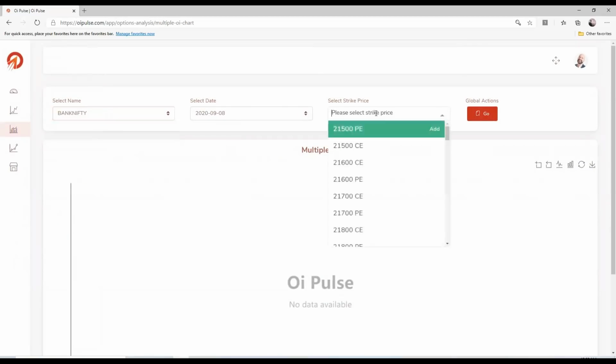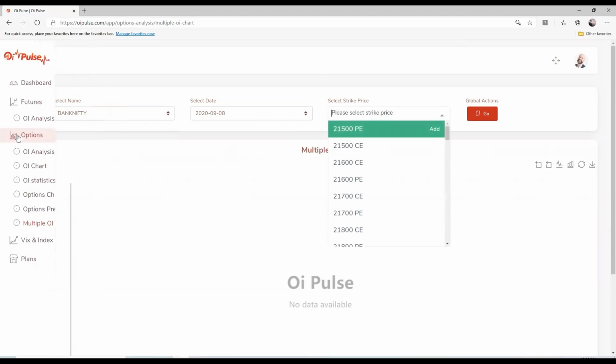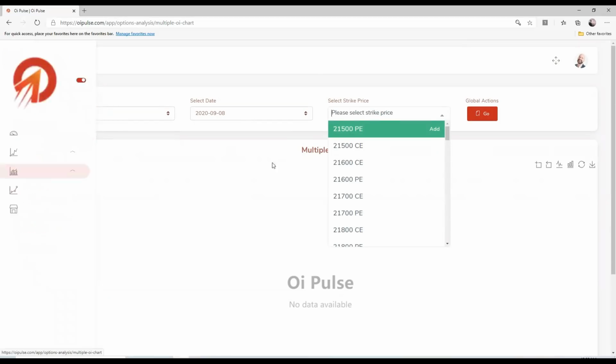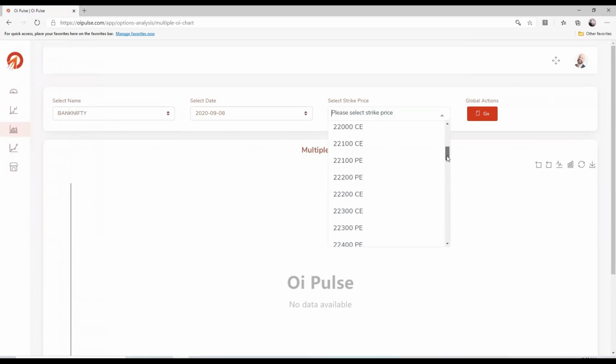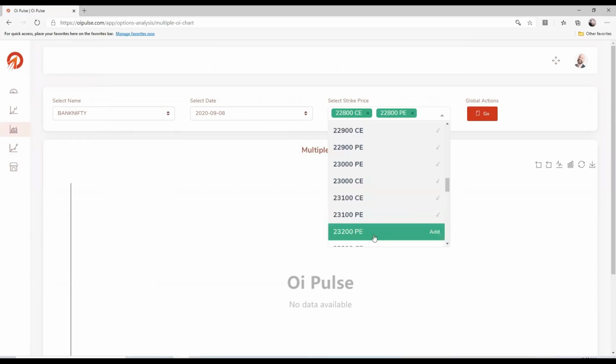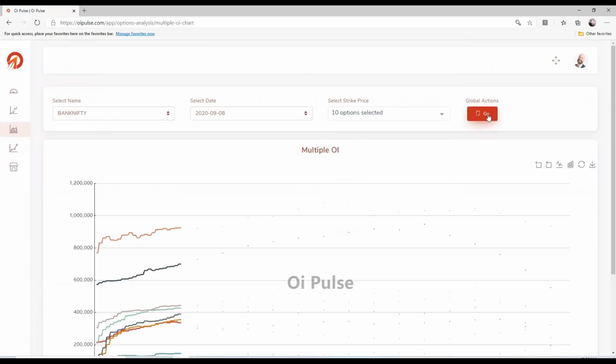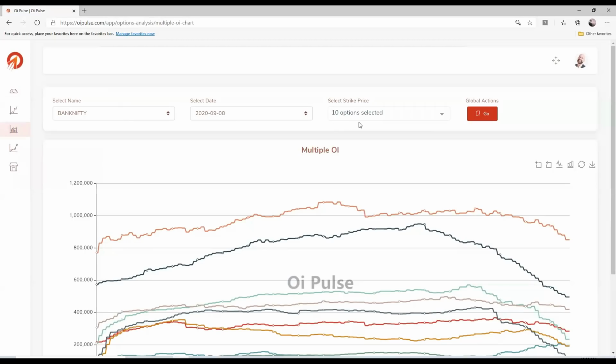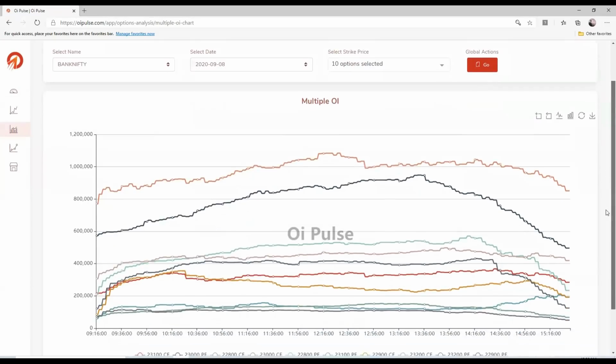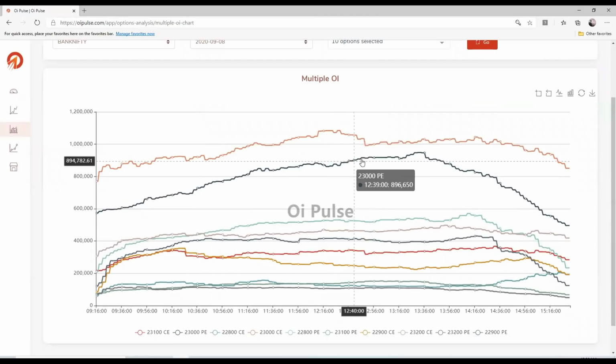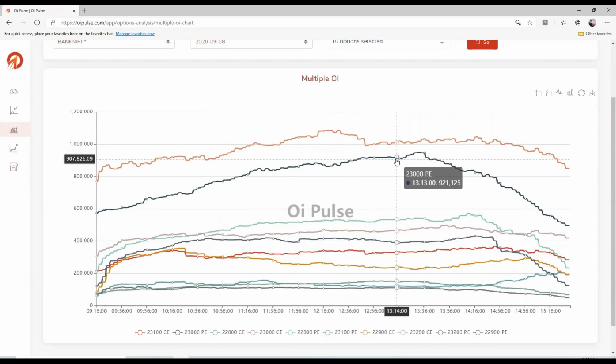So choosing this, the multiple OI chart, you will be able to add multiple OI. Currently, if you see that the Bank Nifty is trading somewhere around 22,800, and you wanted to see like 4 or 5 strikes above and below, just add all of them. You can add as many as you want. We have added 10 strikes here, and it will be showing you the trend and the path of each of these strikes, at each minute actually. So it is minute by minute.